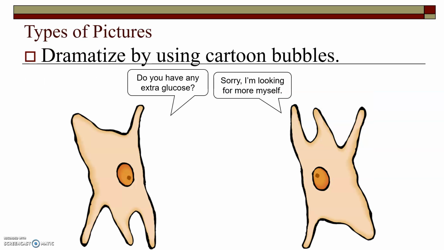Or finally, if you want to be really creative, you could dramatize by using cartoon bubbles. So we have 2 amoeba cells here talking to each other, communicating with each other. So those are a variety of different ways in which you could represent the different cell membrane functions. Again, remember the point is to help you remember the functions. So draw something that is helpful to you and then write about the function in your own words to help you remember it.